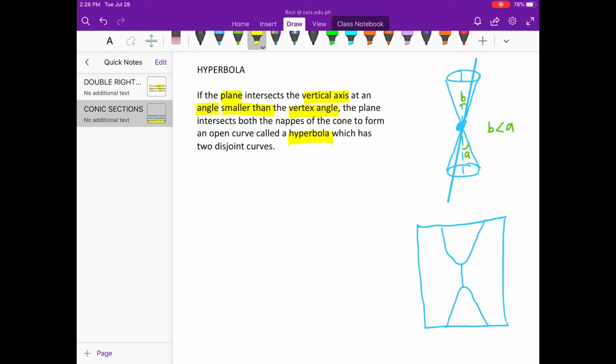So it intersects both the two naps, the lower and the upper nap. If you look at the front view, it will look like this. It has two disjoint curves, so the two curves are not joined together.